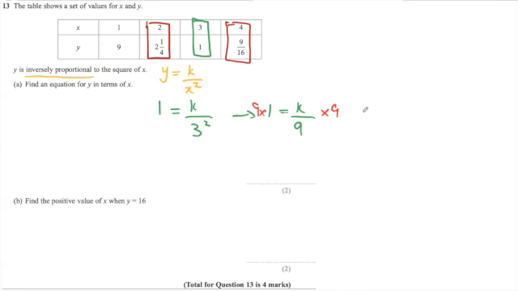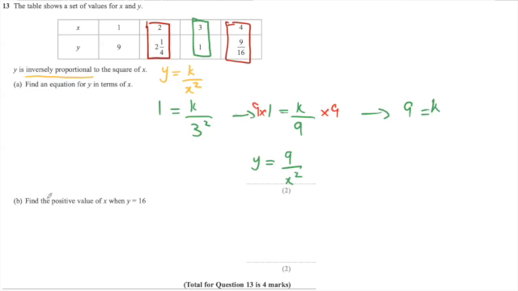Okay, in this case, we will get 9 times 1, which is 9, and k just by itself, because 9 and 9 cancel out. So k equals 9. If k equals 9, then we can write the final equation as y equals 9 over x squared. And that's your final answer.